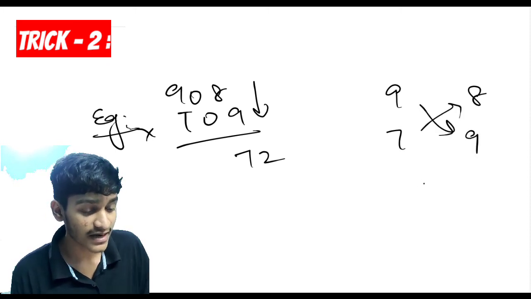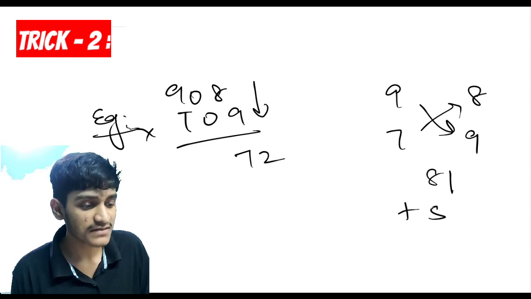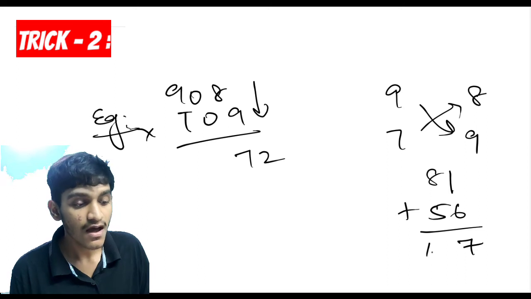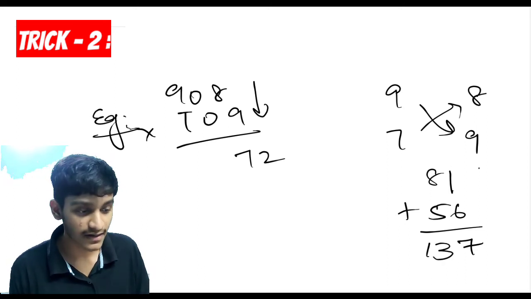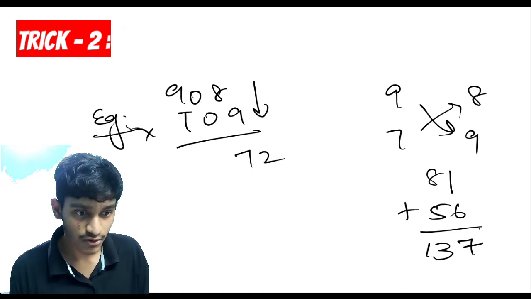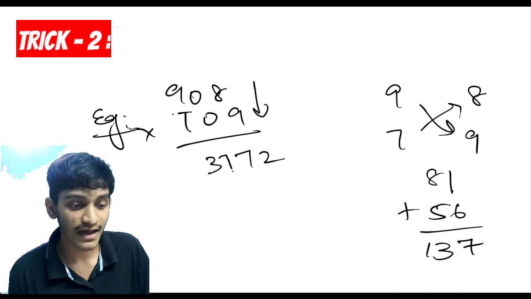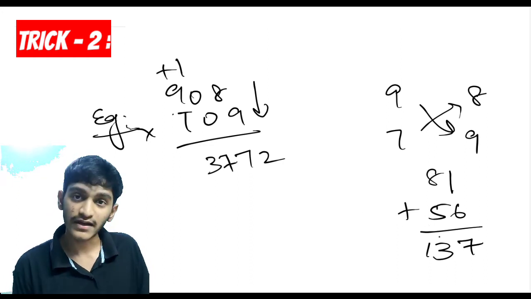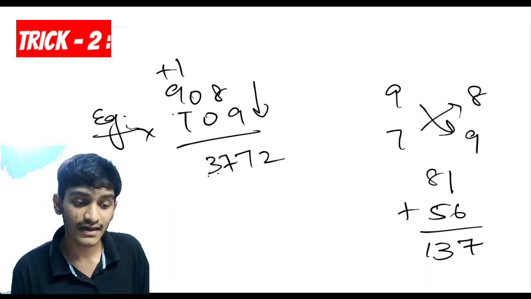So 9 times 9 is 81 plus 7 8s are 56. So 81 plus 56 gets me 137, since 1 plus 6 is 7 and 8 plus 5 is 13. Now I get a number which is greater than 100, and 137 is clearly greater than 100. So I'll place 37 here and carry 1 above. If you get a number greater than 100, place the last two digits, 37, here and carry the 1 above.